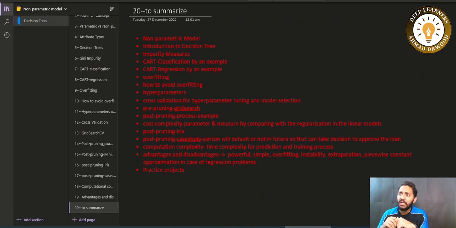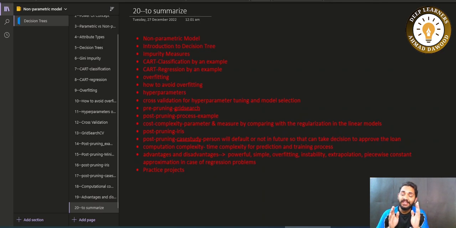Then we moved on to the classification problem, how we can implement a CART decision tree if we are facing a classification problem. We have discussed the whole process by an example, and then we also coded it in the Jupyter notebook. Then we moved on to the part of the regression problem, and we have seen that there is just one difference between the regression and classification process of CART.